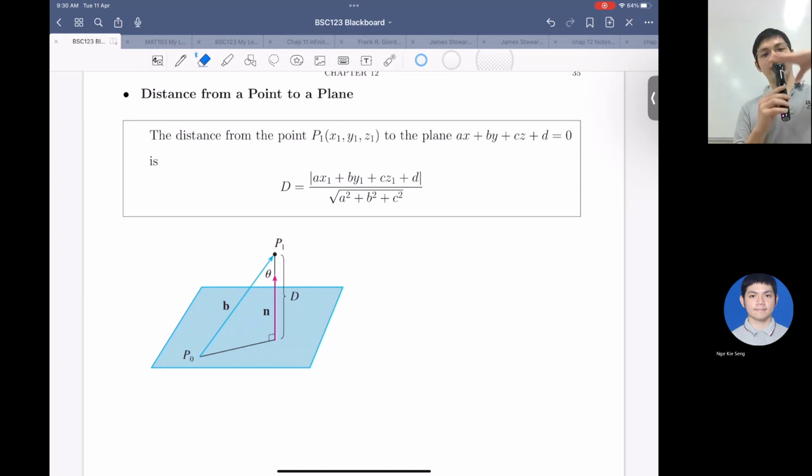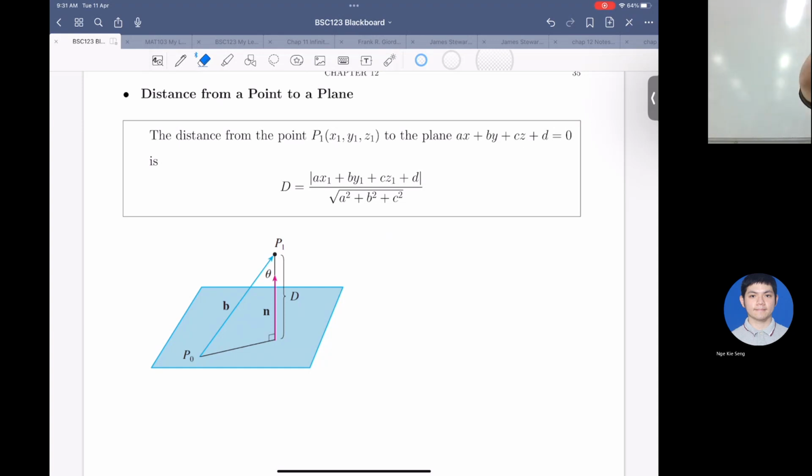So you got a plane. You want to find the distance from some point outside the plane to the plane. So what's the distance from a point on the plane to the plane? Okay, so you got a plane, you got a point on the plane. So what's the distance?